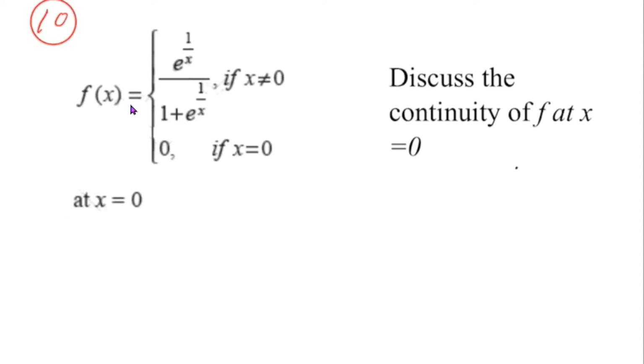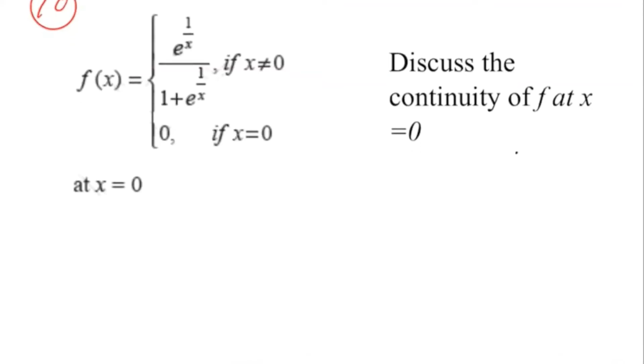Given f of x equal to e power 1 by x upon 1 plus e power 1 by x. If x is a non-zero real number, when x is 0, f of x is defined as 0. Now we need to discuss the continuity of the function at x equal to 0. First we shall try to find the limit of the function. For that we shall find separately left hand limit and right hand limit.